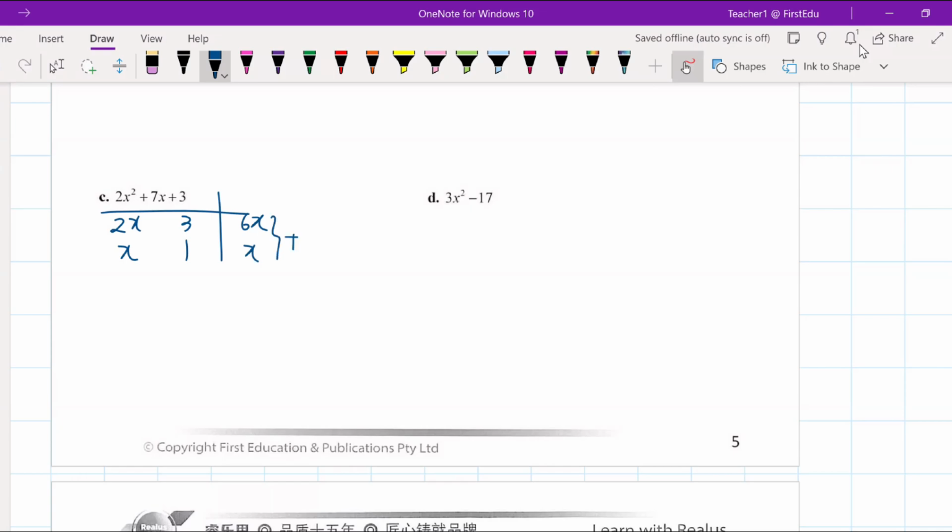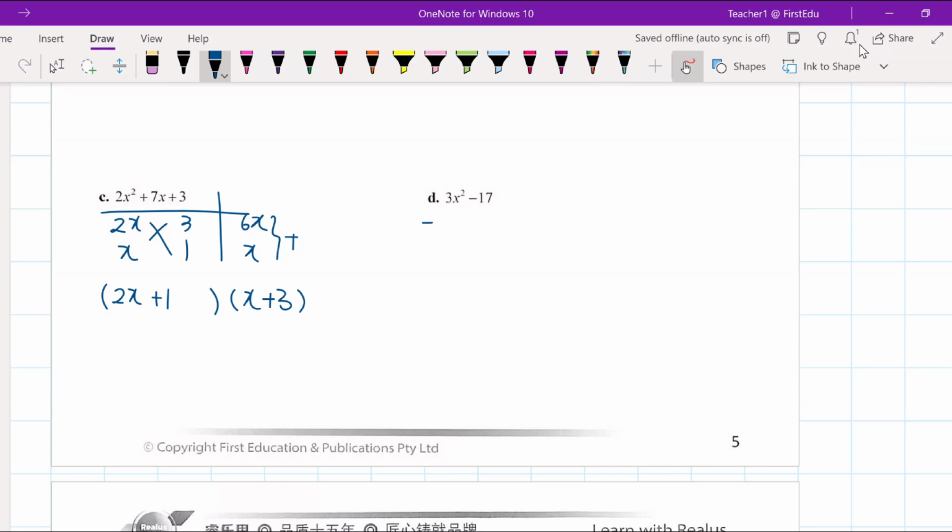Okay, so what will be in your bracket then? 2x plus 1 and x plus 3. So diagonally means 2x plus the 1, x plus the 3. And then you just need to check across and it gives you 7.